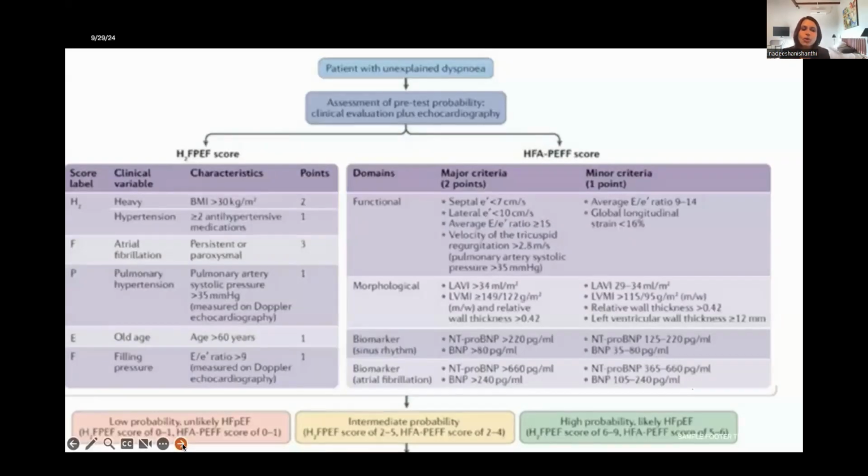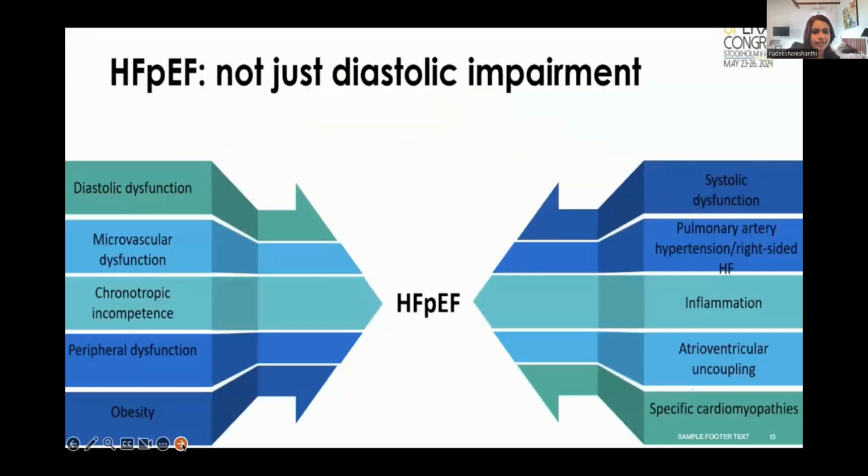There's a scoring system to diagnose HFpEF, heart failure with preserved ejection fraction. We call it the HFpEF score. One thing is the clinical side. In the HFpEF score, H2 means hypertension and obesity, F means atrial fibrillation, P means pulmonary hypertension, E means elderly age, and F means increased left ventricular filling pressure. We can measure the left ventricular filling pressure with cardiac catheterization.